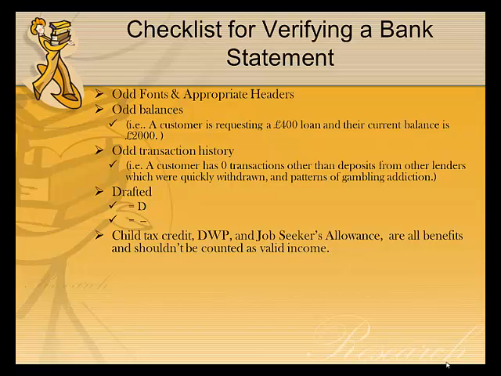Next, you want to see if the customer has child tax credits, DWP, and job seekers allowance going into their account. If you see any of these benefits going in, we cannot count them as valid income. We will only accept DWP for pension customers, but that is in a different training video.